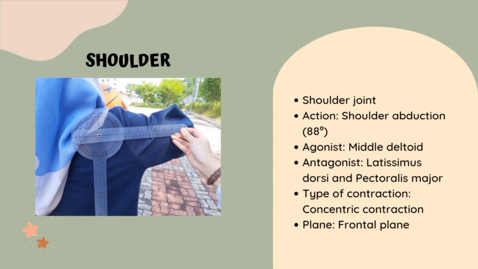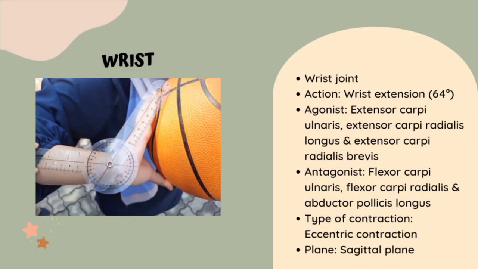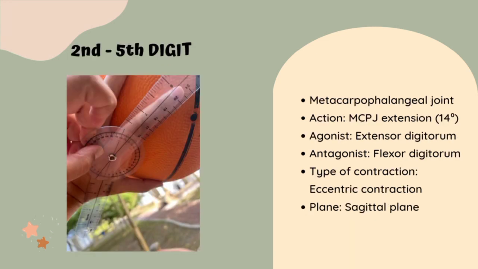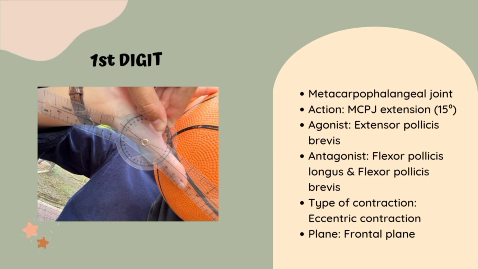For the shoulder, abduction at 88 degrees occurs at the glenohumeral joint, or what we call the shoulder joint. Next, elbow flexion at 120 degrees occurs at the elbow joint. The motion at the wrist joint for passing the ball is 64 degrees of wrist extension. For the second to 5th digits, the motion when passing the ball is metacarpophalangeal extension at 14 degrees. For the thumb, or the first digit, 15 degrees of extension occurs at the metacarpophalangeal joint of the first digit.